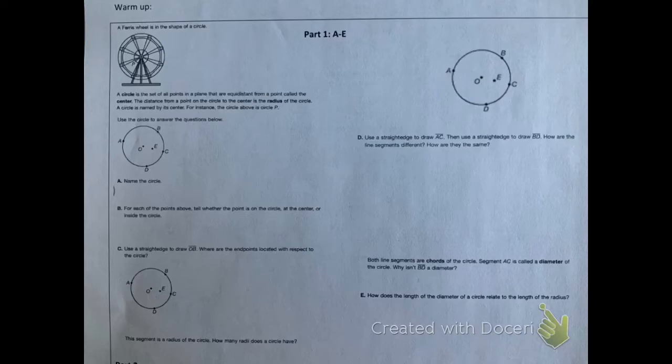So in this first part, it just gives you a definition of a circle. It says it's a set of points in a plane that are equidistant, meaning the same distance from a point called the center. And the distance from a point on the circle to the center is the radius. So a circle is always named by its center. In this scenario of the Ferris wheel, the center would be P. So it would be called circle P.